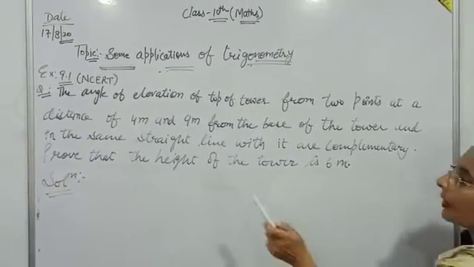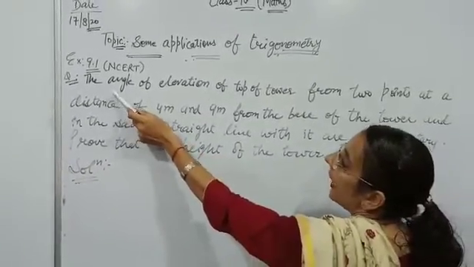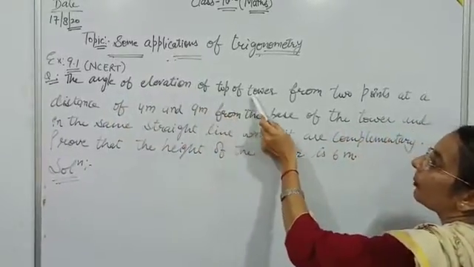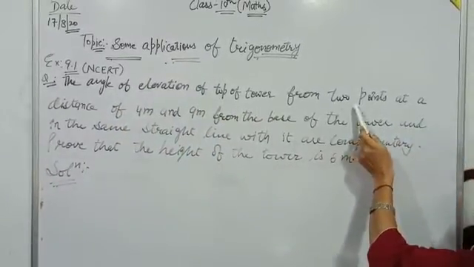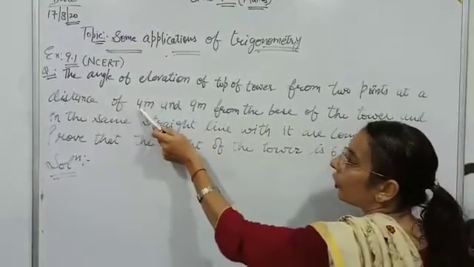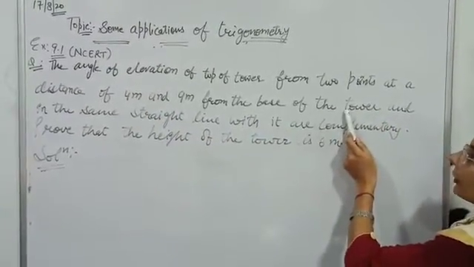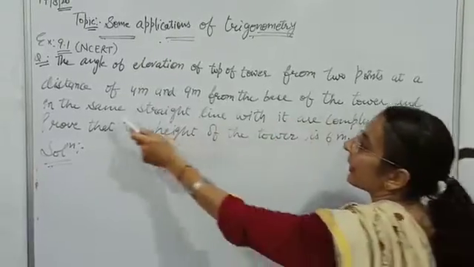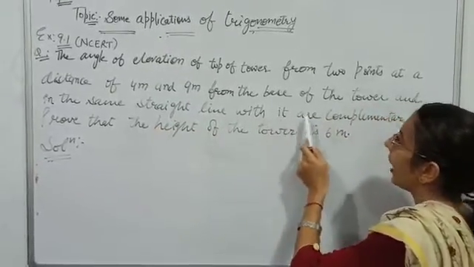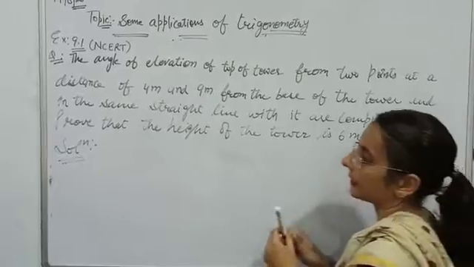Okay, now another question. The angles of elevation of the top of a tower from two points at distances of 4 meters and 9 meters from the base of the tower, and in the same straight line with it, are complementary. This is given.